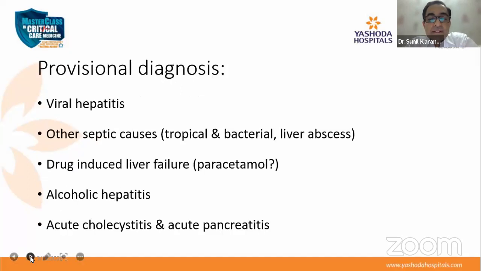Go to the next slide. Provisional diagnosis: viral hepatitis and other septic causes like tropical, bacterial or liver abscess, and drug-induced liver failure, very likely paracetamol-induced, alcoholic hepatitis, acute cholecystitis, and acute pancreatitis.